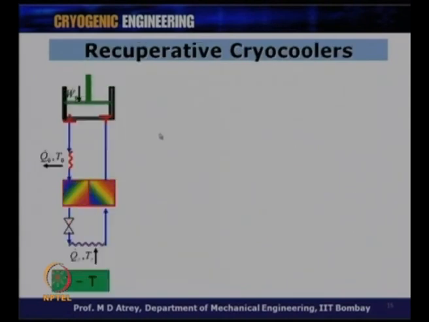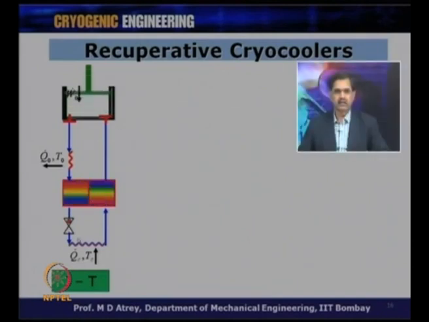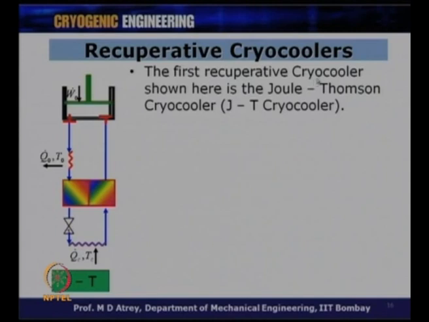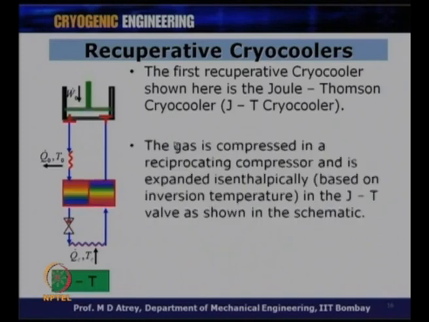Now, in the recuperative case, if I want to see the recuperative cryocoolers, you have a compressor, a heat exchanger, and Joule-Thomson expansion. So, this is a Joule-Thomson cryocooler which uses a recuperative heat exchanger. The first recuperative cryocooler shown here is a Joule-Thomson cryocooler, which we have seen earlier in the Linde-Hampson cycle also. The gas is compressed in the reciprocating compressor and is expanded isenthalpically based on its inversion temperature. If you remember, a Joule-Thomson cooler will produce low temperature only when the gas temperature is below its inversion temperature, and you get cooling at this point.